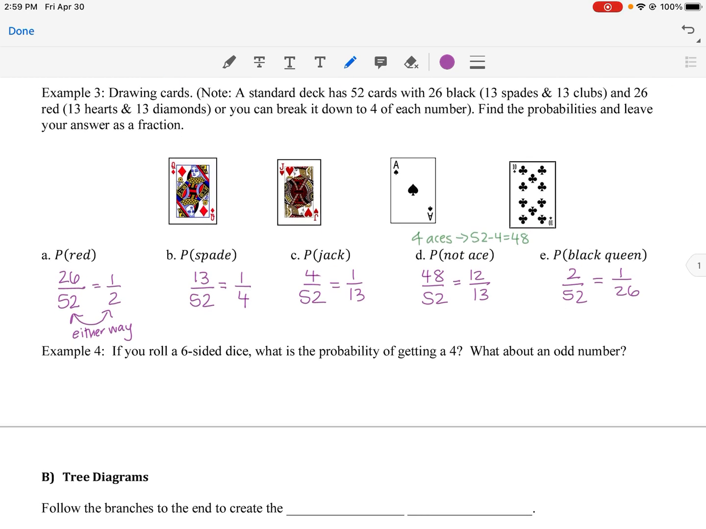Okay, so now let's think about rolling a 6-sided dice. If we want the probability of getting a 4, I should have probably said a fair 6-sided dice, we simply have 1 option out of 6 total. If we talk about getting an odd number, 1, 3, and 5 are all those cases, so there's 3 out of 6. Once again, probability is going to be left as a fraction. You could write it as a decimal or convert to a percent. Oftentimes, I'd just say leave it as a fraction because that's going to be the easiest way.